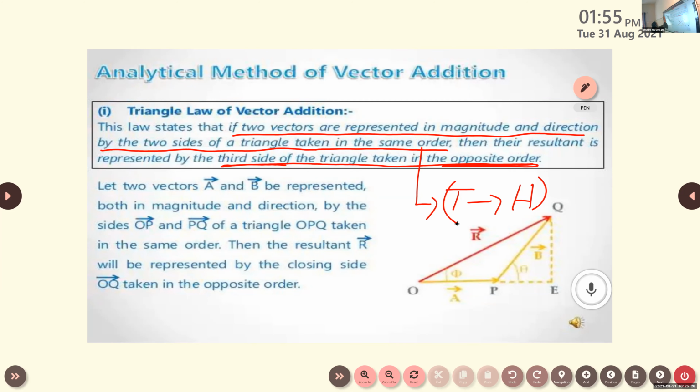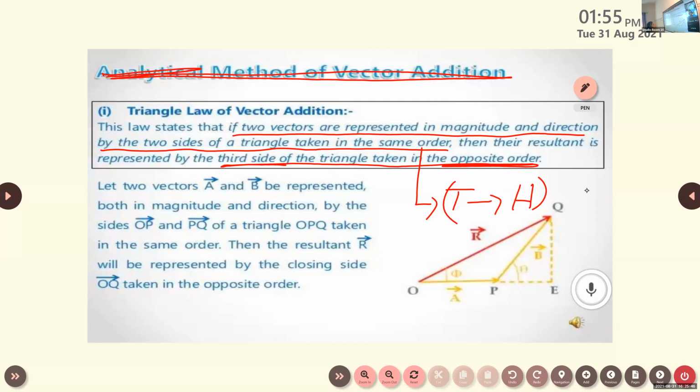This is not the analytical method. You don't need to copy down this heading. The triangle law of vector addition comes under the graphical method. Is it clear?